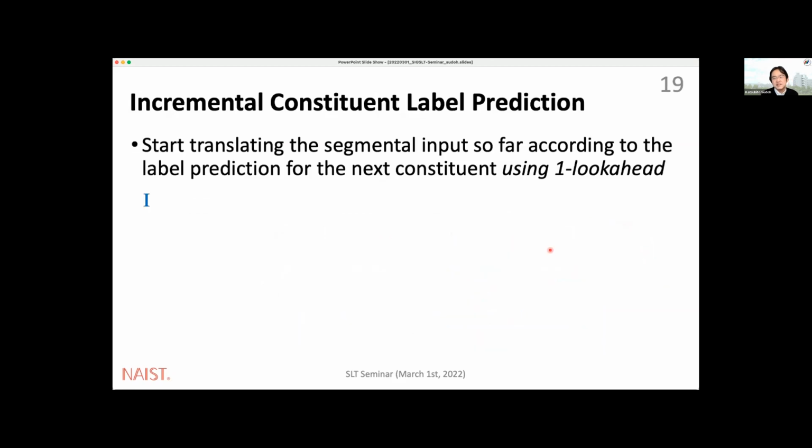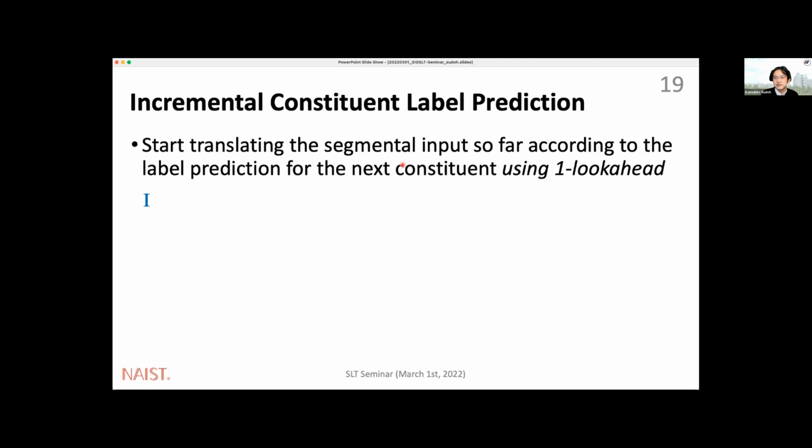So this is what I talked about so far, our previous work presented at last year's conference. Now this is our recent activity, presented at WMT last year. It's called incremental constituent label prediction. This is used to determine the timing of the segmental translation in English to Japanese simultaneous translation. So we start translating the segmental input so far, according to the label prediction for the next constituent.